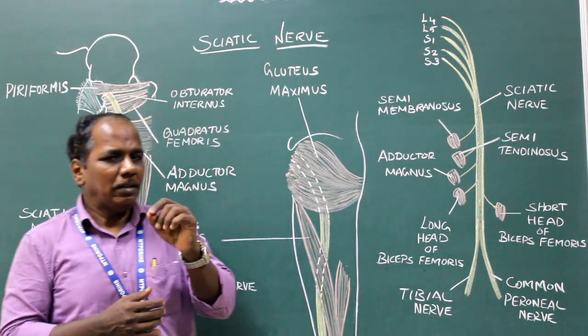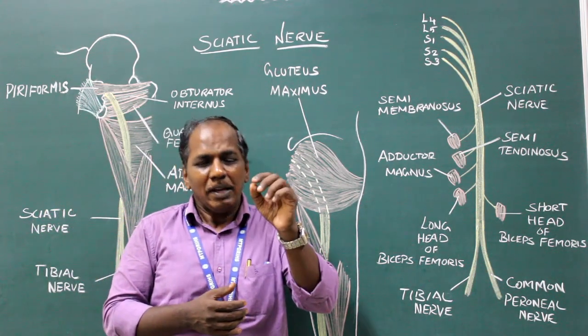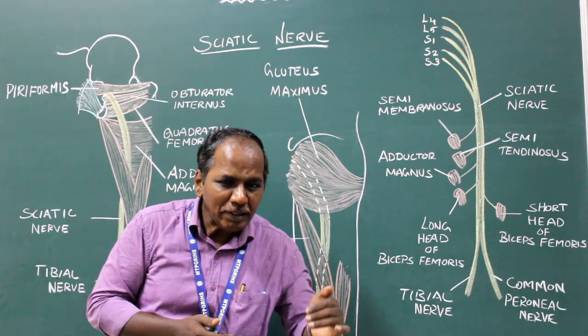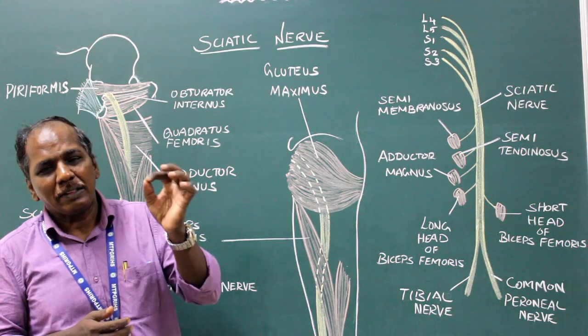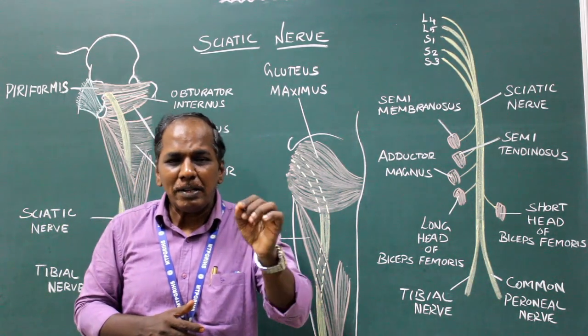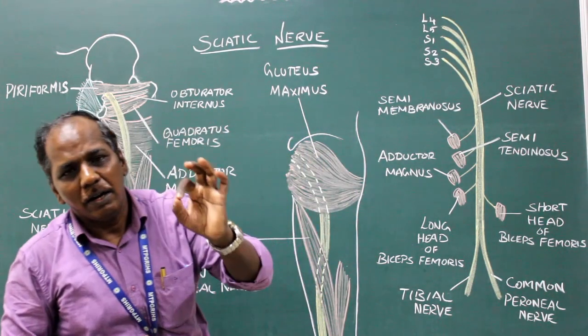Applied anatomy. Number 1, sciatica. It is a condition in which there is a shooting pain along the course of the sciatic nerve in the posterior aspect of the thigh due to pressure or irritation of the roots of the sciatic nerve.